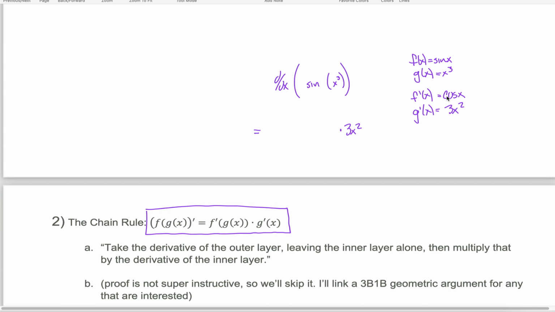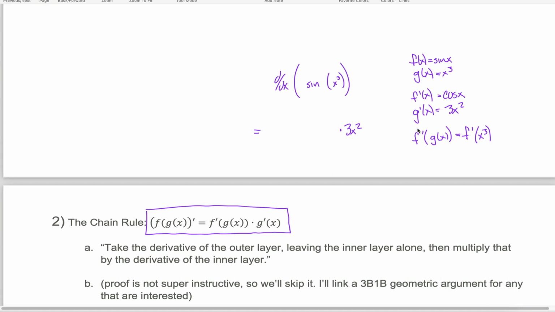f prime of x is cosine of x. But you don't want f prime of x. You want f prime of g of x. Note you don't want f prime of g prime of x. You want f prime, the derivative of f, evaluated at g, not the derivative, but just g itself. f prime of g of x is f prime of x cubed.